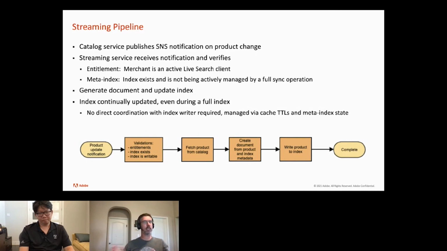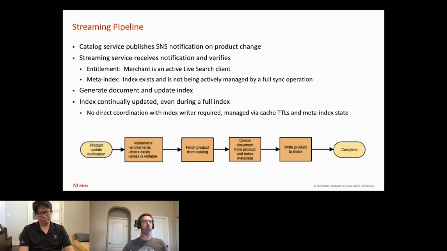And this is using the exact same logic that we saw in the full index. So given those same inputs of product attributes, synonyms, and such, we're going to generate the same documents into Elasticsearch. And an important note here is that there's no direct coordination between the full indexing and this. It's all managed through managed caches with known TTLs and that meta index service in between.